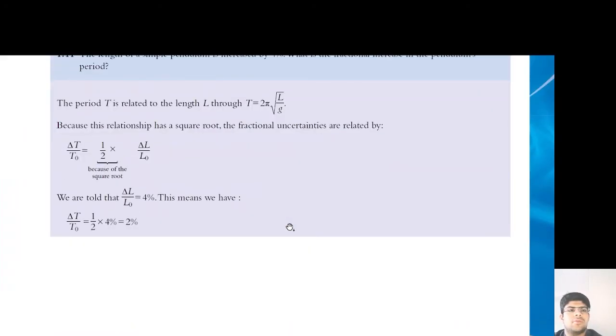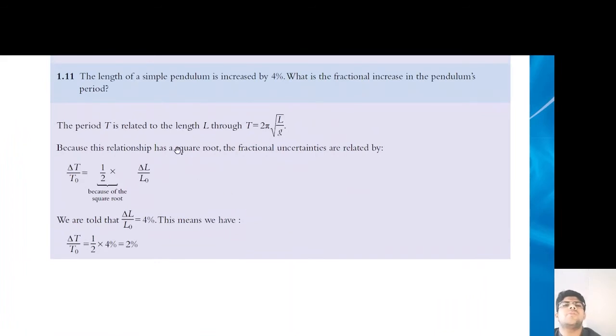So the length of the simple pendulum is increased by 4%. What is the fractional increase in the pendulum's period? The period T is related to the length L through T equals 2 pi root over L over g. This formula is for the time period. L is the length, g is the gravitational acceleration, 2 pi. Because the relationship has a square root, it will be half, like in multiplication, there would be half because of the square root. So delta T over T0 equals half into delta L over L0.